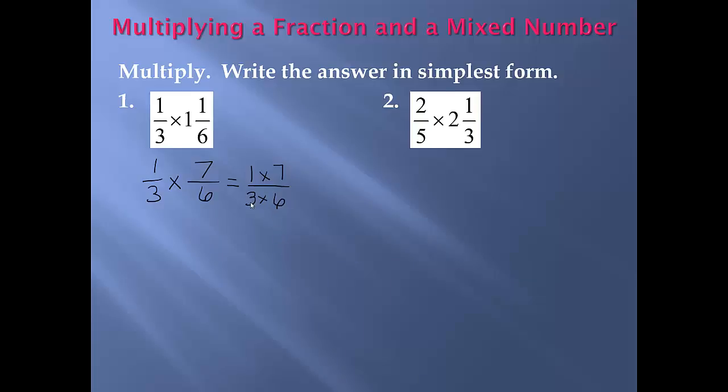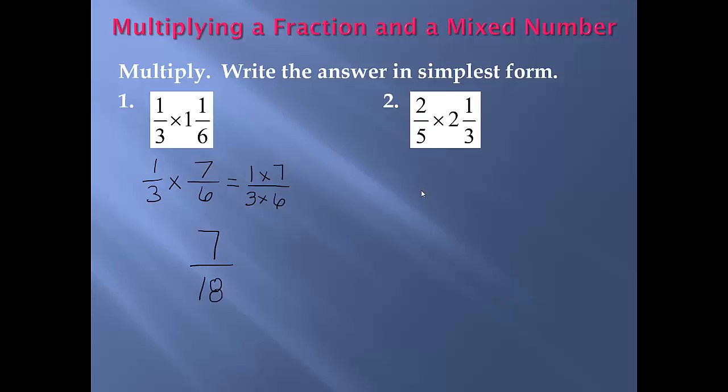In this problem, we do not have anything that we can simplify early, so we're going to go ahead and just multiply. 1 times 7 is 7, and 3 times 6 is 18. So the answer is 7/18.